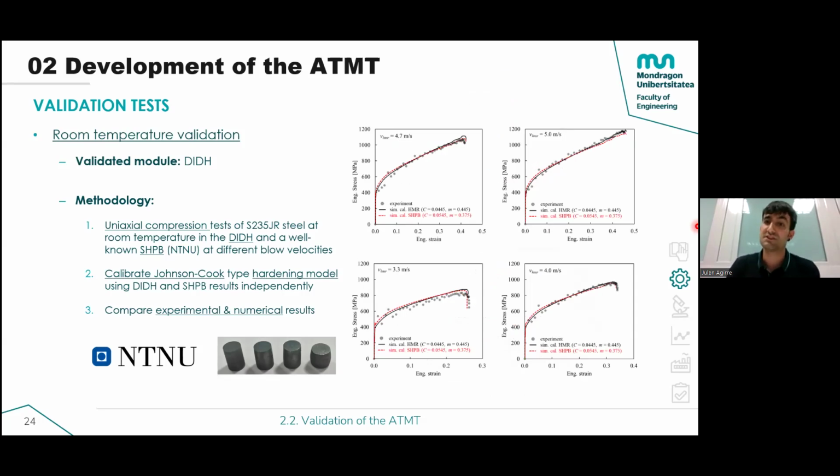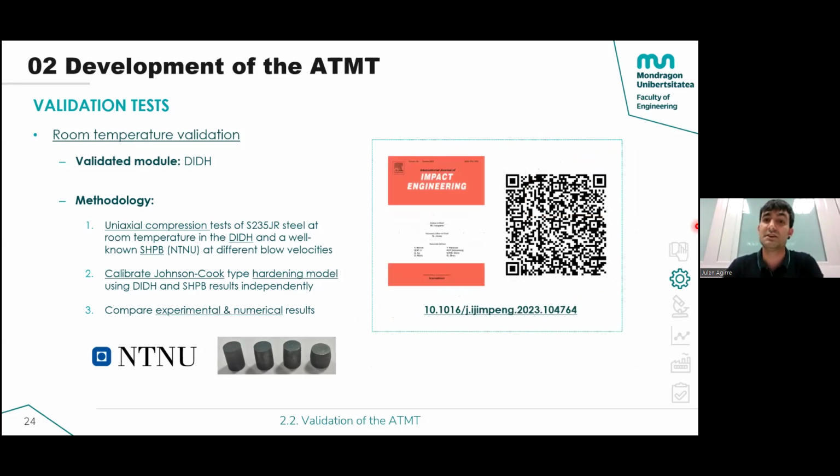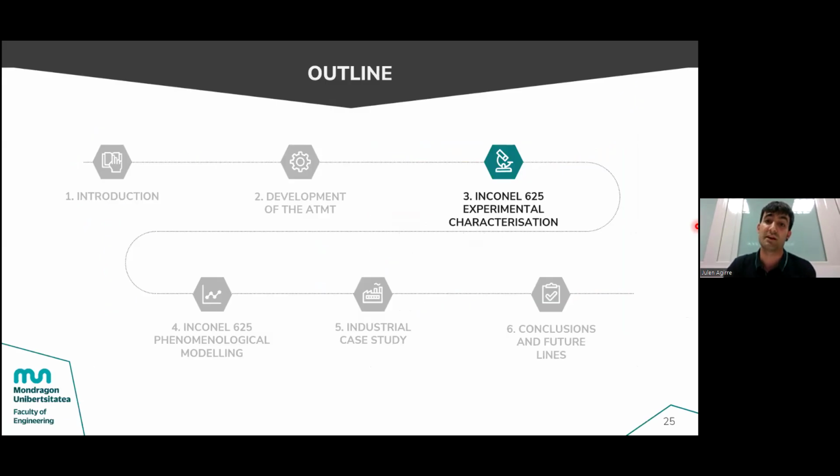Here you can see the comparison between the experimental data and the numerical data of both models, in which a very good agreement was observed. This way, we concluded that the machine we developed was able to characterize material at intermediate strain rate. This can be seen in detail in the paper we published in the International Journal of Impact Engineering.